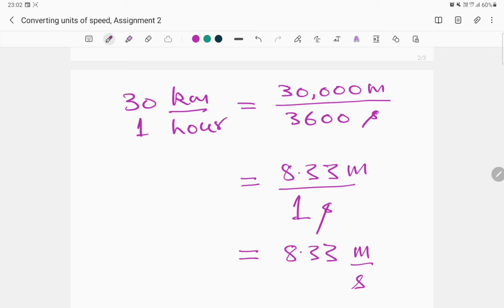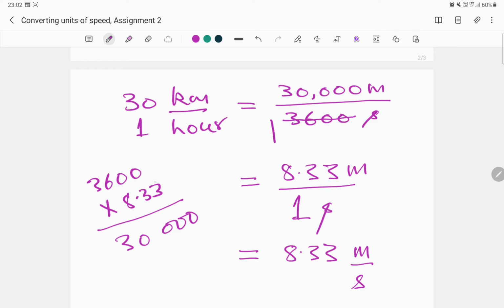When you divide 30,000 by 3600, 3600 times 8.33 will give you 30,000. So 8.33 is only up to two decimal places. We are not going to calculate more than two decimal places. So when we divide these two, what do we get? 8.33 meters in 1 second. Now this particular answer can simply be written like this: 8.33 meters per second.